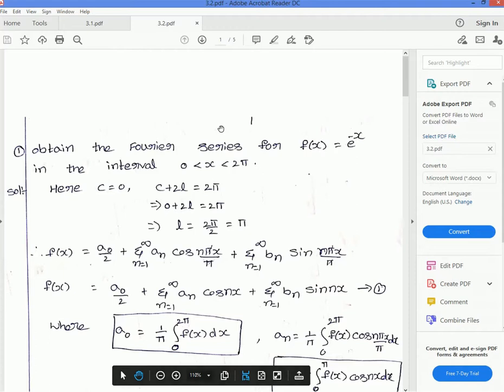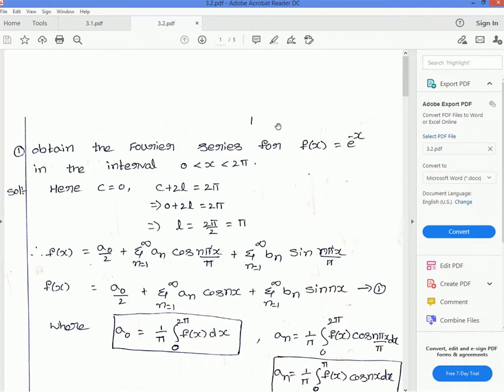Now we'll discuss problems related to the Fourier series. Obtain the Fourier series for f of x equal to e power minus x in the interval 0 to 2 pi. The given interval is 0 to 2 pi. That means we have the general interval c to c plus 2l, so the lower limit is c, that is c equal to 0. So c plus 2l is 2 pi, that means 2l is equal to 2 pi, l is equal to pi.